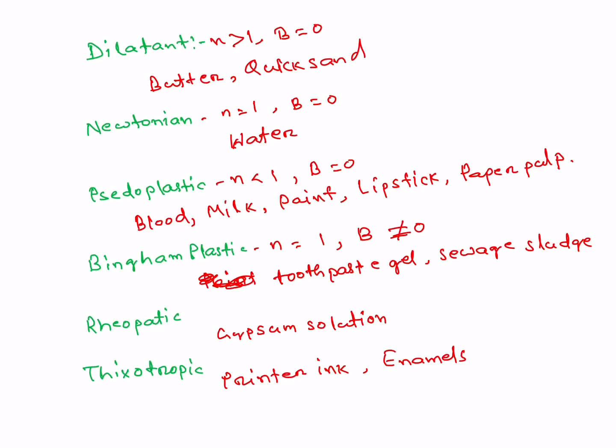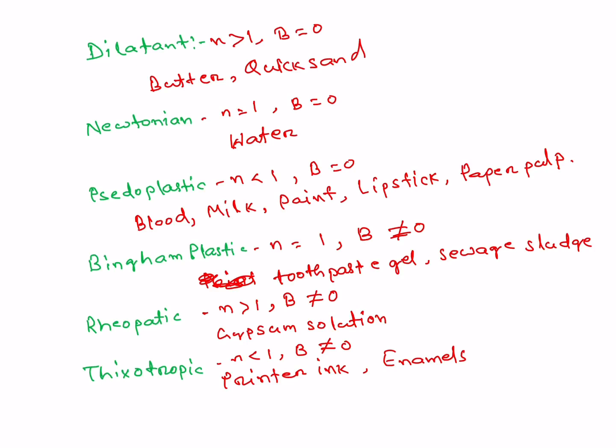And for rheopectic, n is greater than 1, B is not equal to 0. Then for thixotropic, n is less than 1, B is not equal to 0. Example of rheopectic is gypsum solution. Then example of thixotropic fluid is printer ink and enamels.